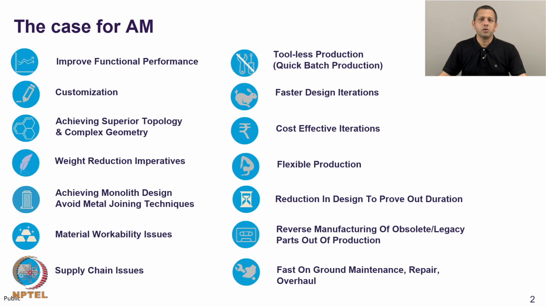Additive manufacturing also offers fast ground maintenance, repair and overhaul. That is because if small sections of a large part are broken, we can bring the additive manufacturing assembly near that large machine and print only the missing or broken part very quickly. We'll go through some examples in detail.